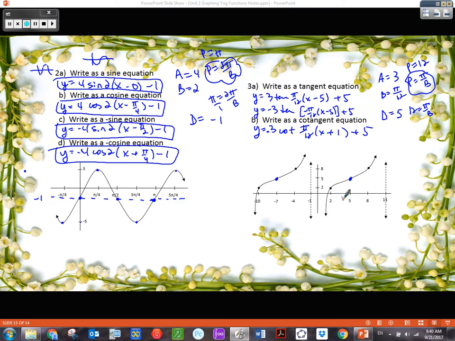So now if we're going to write a positive cotangent graph, what do you think we're going to have to do? Yeah, we're going to have to take the negative off here and put the negative on there, and then we have a positive one. So these are easy to write. 3 cotangent negative pi over 12, x plus 1, plus 5. And then we got it. How are we doing? We okay? All right.